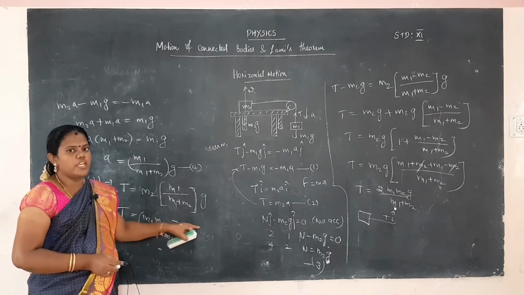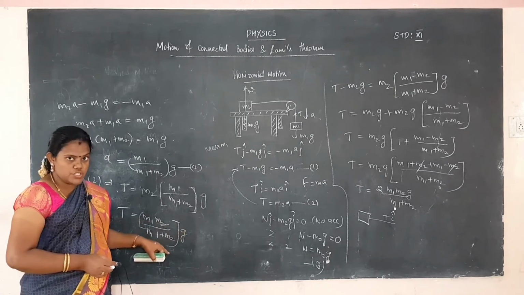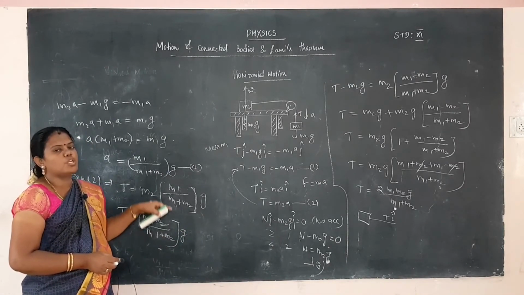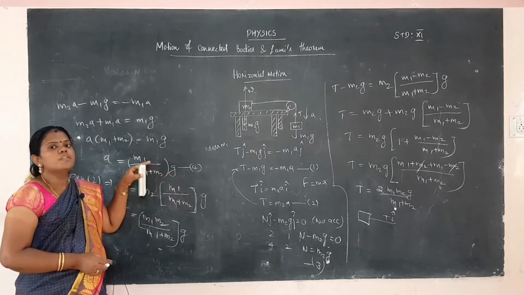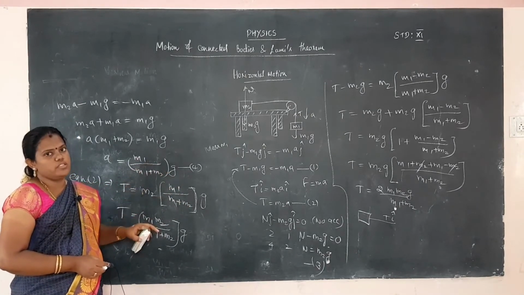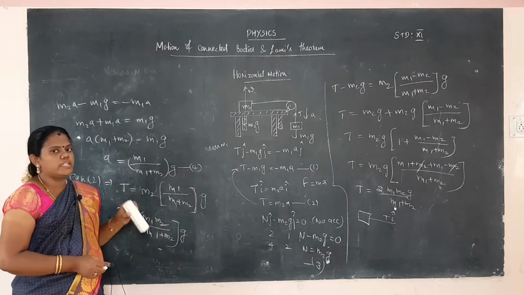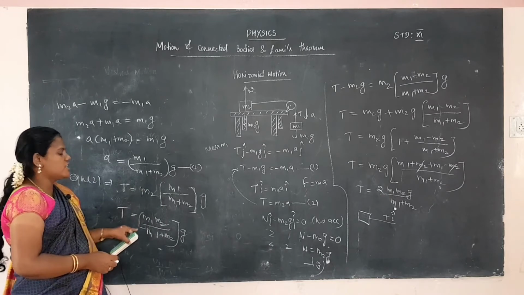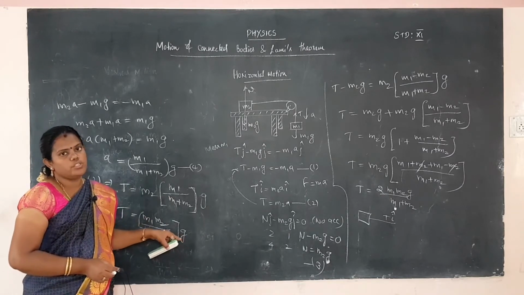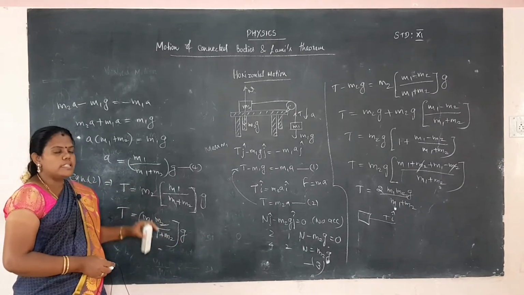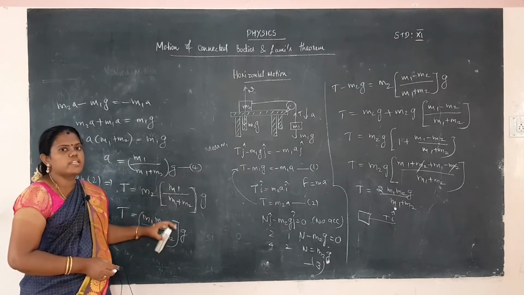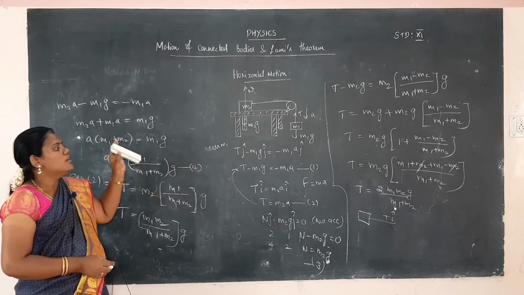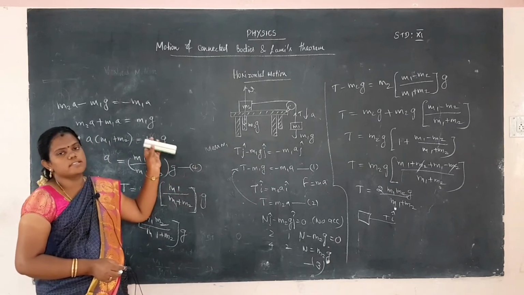So compare the two equations. The tension acting in the vertical motion will be twice the tension acting in the horizontal motion. In other words, the tension created in the horizontal motion will be half of the tension created in the vertical motion.